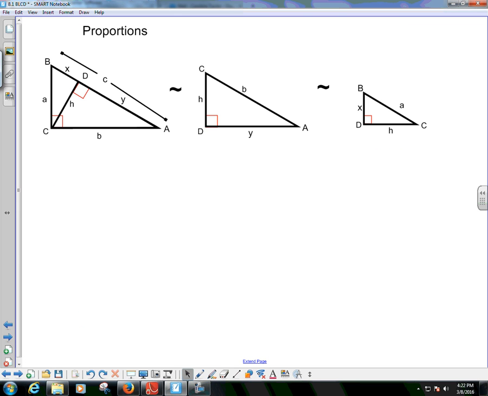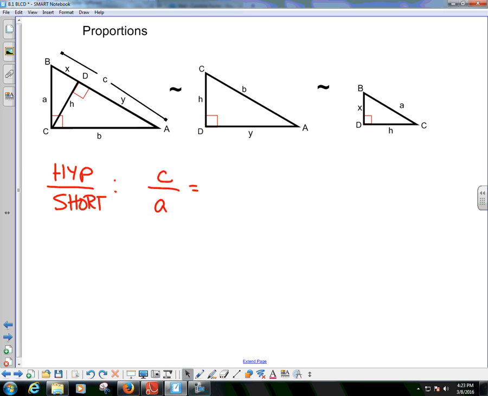Okay, sorry about that. I want to try something different. I started down the wrong path and I realized this isn't how I wanted to talk about this. I want to talk about the proportions of the hypotenuse over the short leg. The hypotenuse for the big triangle is C, the whole length of that side. And then the short side for the triangle on the far left is A.